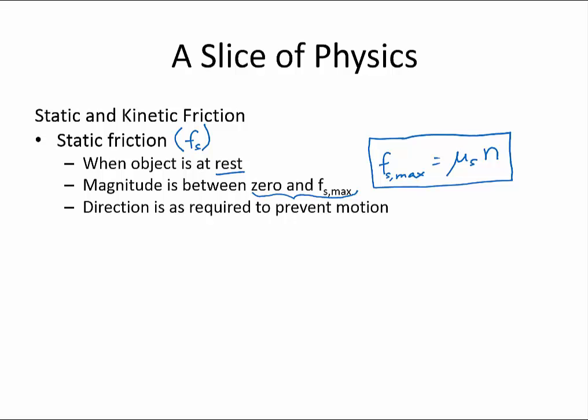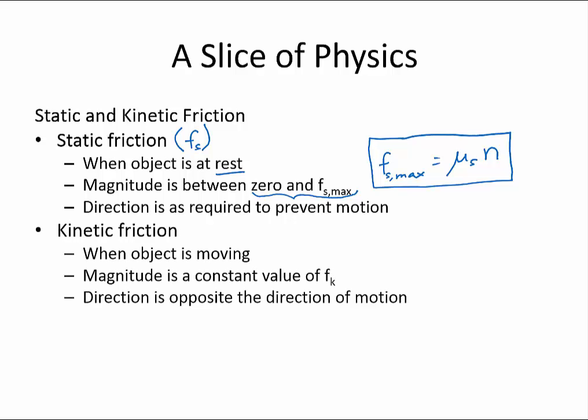Its magnitude and direction adjust to whatever they need to prevent motion up to a certain point, up to that maximum value. Kinetic friction is the simpler thing. We call that F sub k, and it's simpler because its magnitude is always fixed at a constant value of Fk as long as the object is moving, and that Fk is mu k times n, where mu k is the coefficient of kinetic friction. It's a number that's always smaller than the static coefficient for the same set of materials, and it depends on normal force. The direction of kinetic friction is opposite the direction of motion.